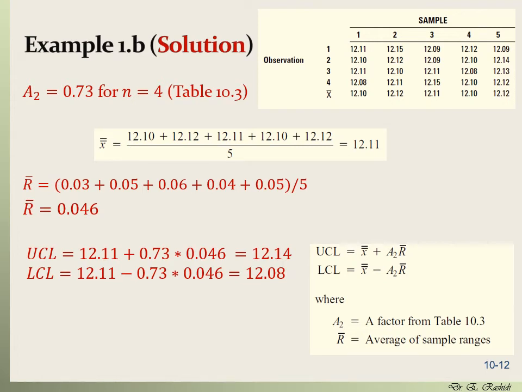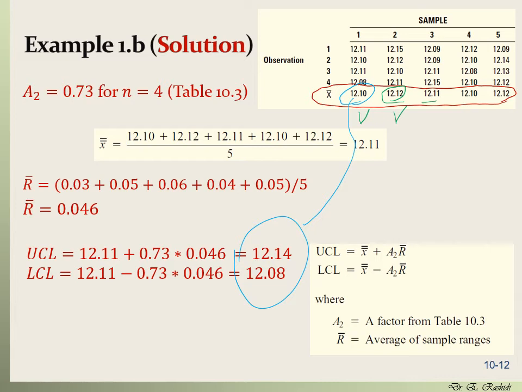The implementation and interpretation of this control chart is the same as the previous example. So what you need to do is focus on the sample averages that you have, and check to see whether the averages for each sample fall within the control limits. The first sample average is 12.10. That would fall within 12.08 and 12.14. So this would be checked. 12.12 would check, 12.11 would check, 12.10 would check, 12.12 would check. All of these sample means fall within the acceptable range. So this means that the process is in control and the quality control is passed.